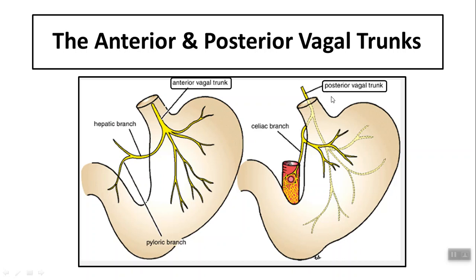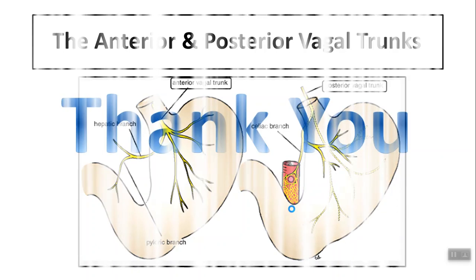The posterior vagal trunk, which in the thorax is the right vagal nerve, in the abdomen will become the posterior vagal trunk or posterior vagal nerve. It will mainly supply the posterior surface of the stomach, but it sends branches to the celiac plexus and to the superior mesenteric plexus. Thank you.